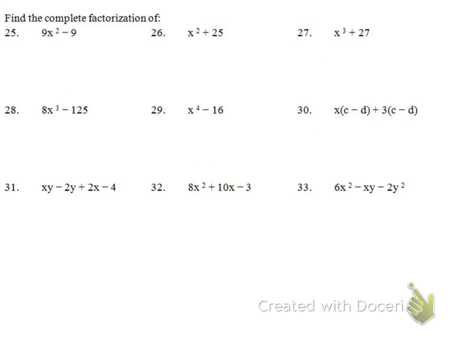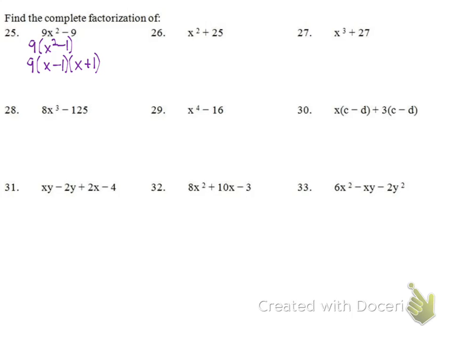Now we go to some factoring. So, number 25, a good thing to start with is if they have a common factor, factor that out first. And they both have a 9 in common. I take that out. I'm left with x squared minus 1. This is difference of two squares, so it becomes x minus 1, x plus 1.